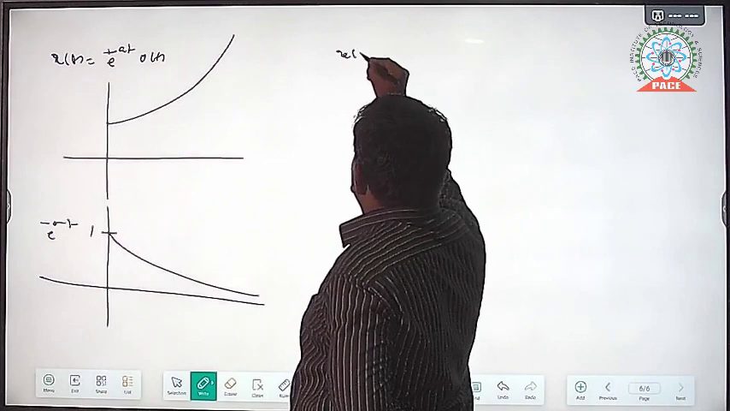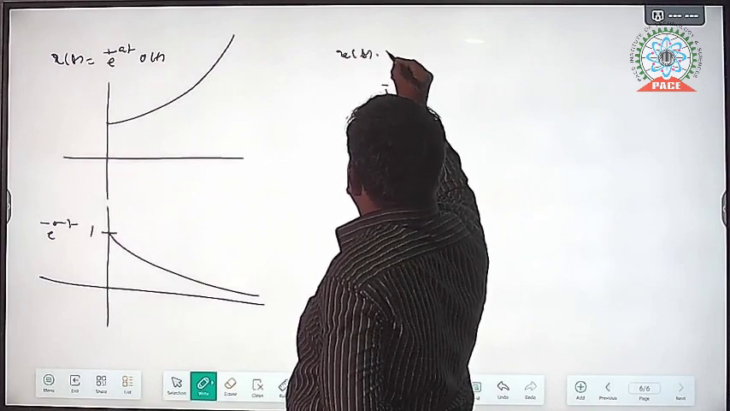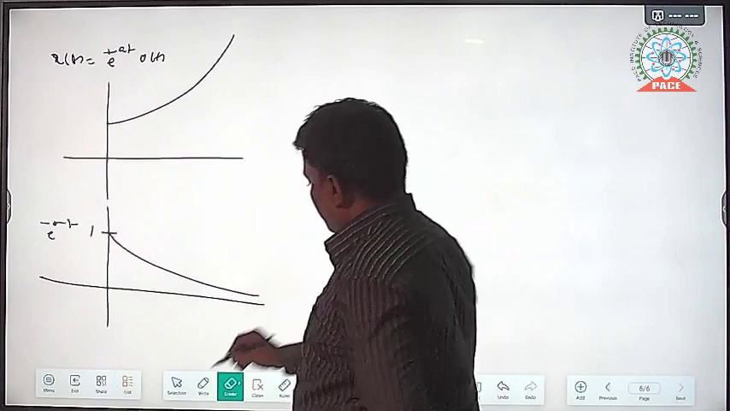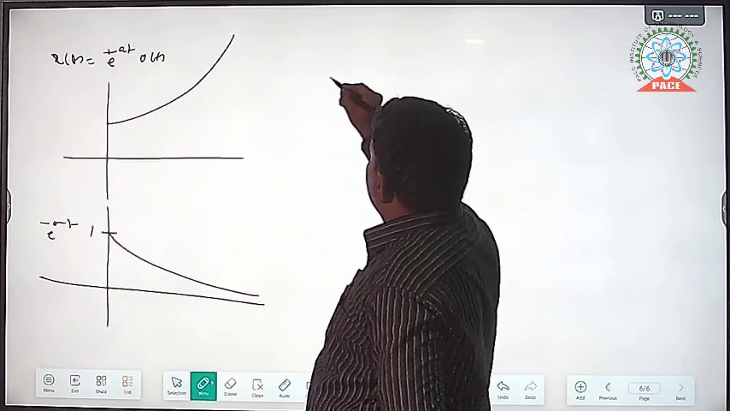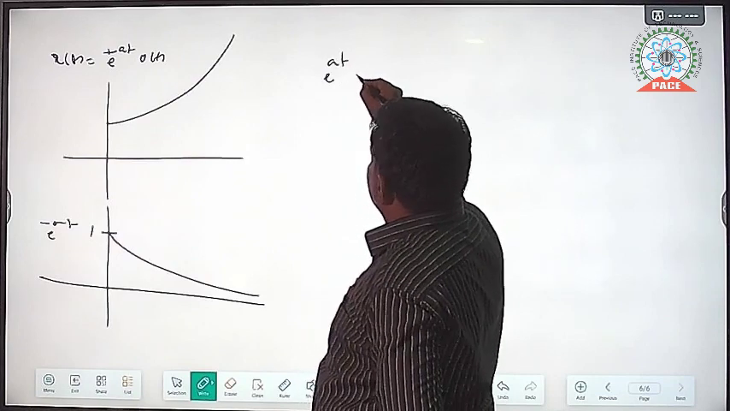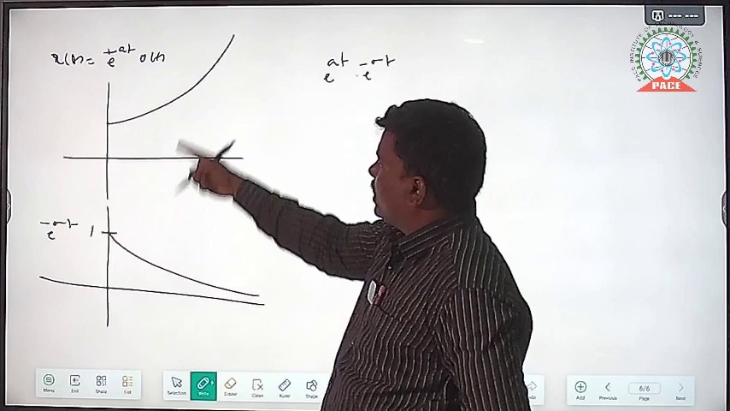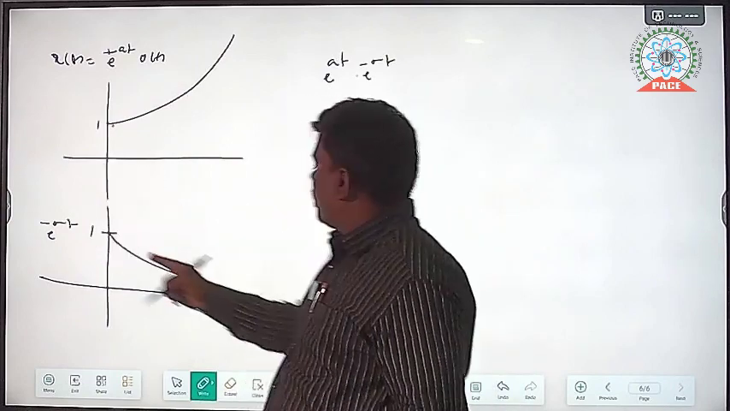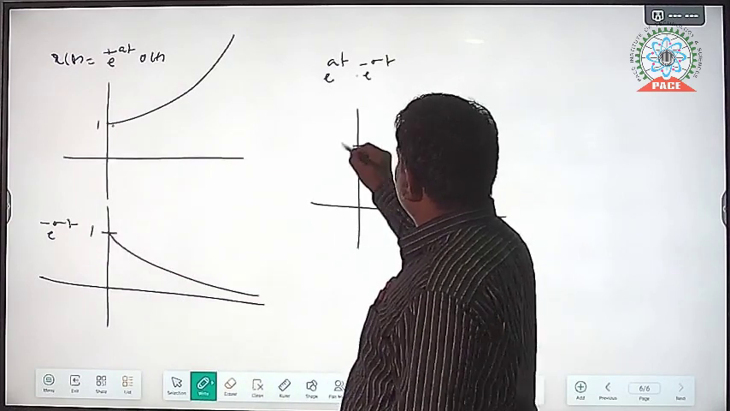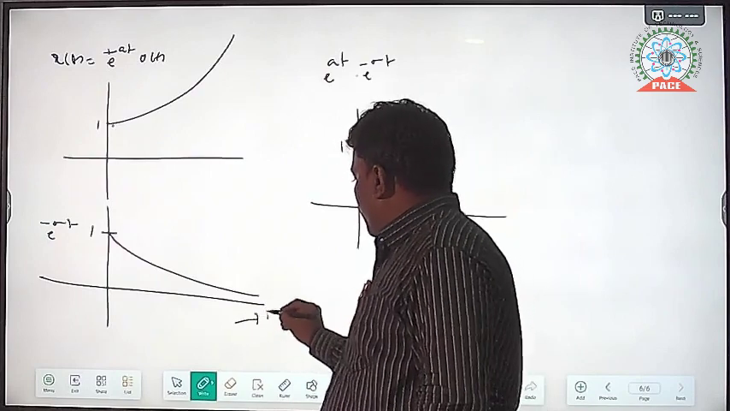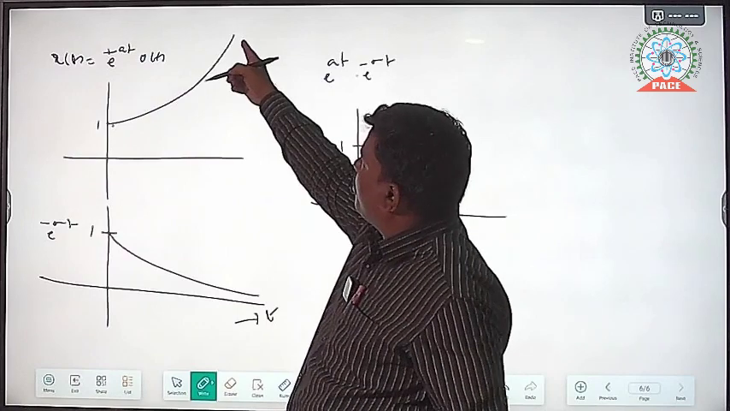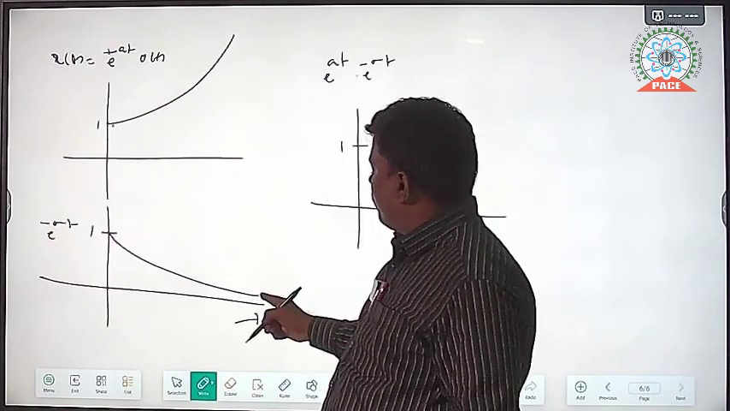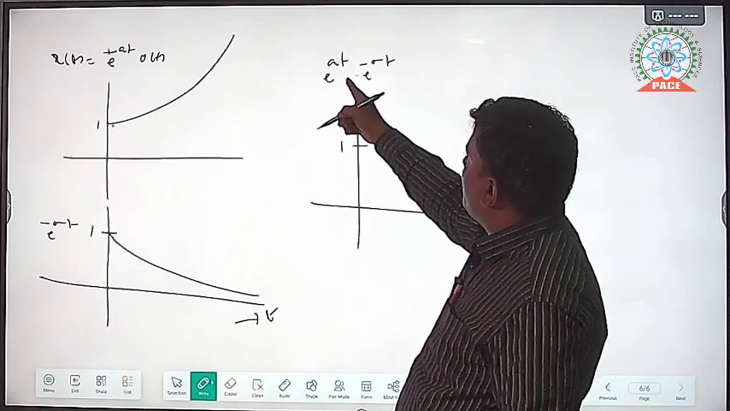e^(at) into e^(-σt). So the multiplication of both these signals, at time t equal to 0, is 1 into 1, that value is 1. Next, at time t equal to infinity, this value is 0, and this value's amplitude is infinity. So this is the maximum value and this is the minimum value. The maximum value multiplied with the minimum value gives 0. So the entire signal e^(at) e^(-σt) is an exponentially decaying signal.